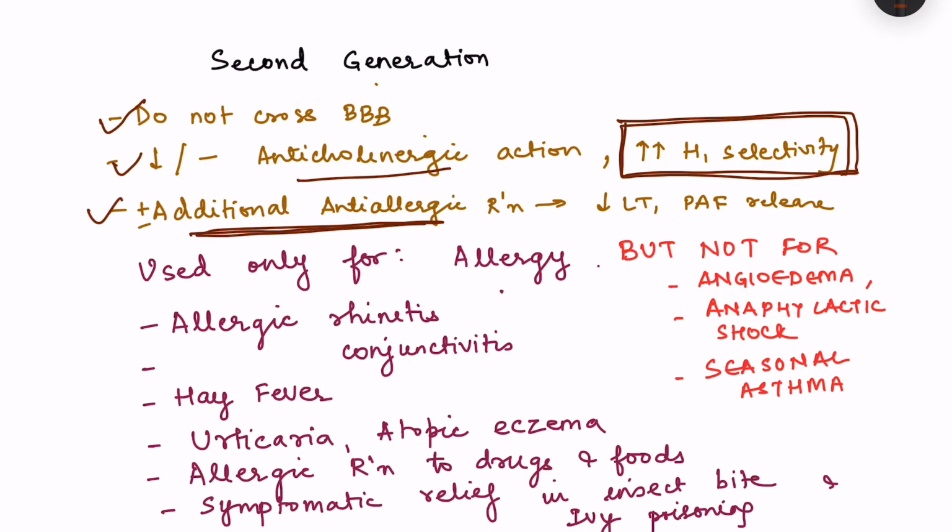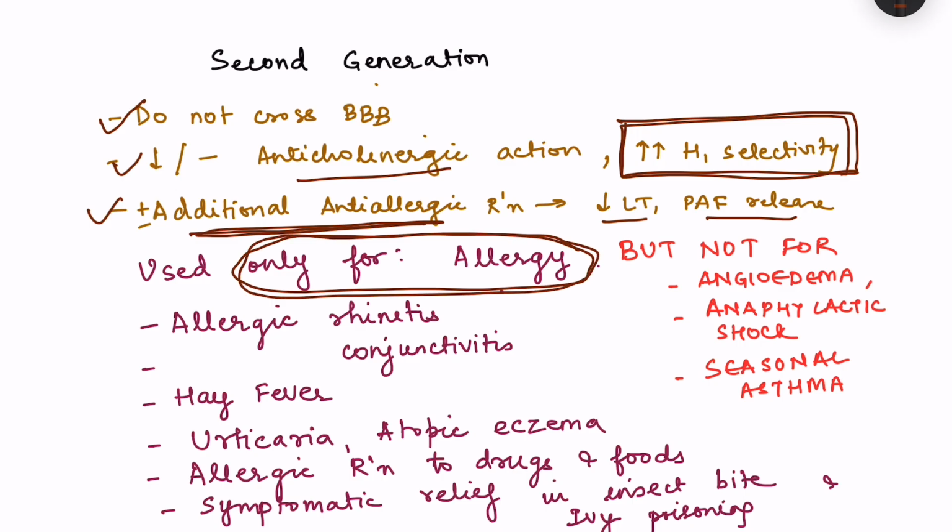That means they can decrease the action of the leukotrienes and also the PAF release. So this second generation antihistaminics, remember, are used only for allergy. Very important. Okay, that's what I told you before as well. For example, in case of allergic rhinitis, allergic conjunctivitis, hay fever, urticaria, atopic eczema, contact dermatitis also they can be used, allergic reaction to drugs and foods, symptomatic relief in insect bite, and ivy poisoning. Ivy poisoning, basically ivy is a plant, so on touching the plant you can get that reaction. So this is all allergic condition.